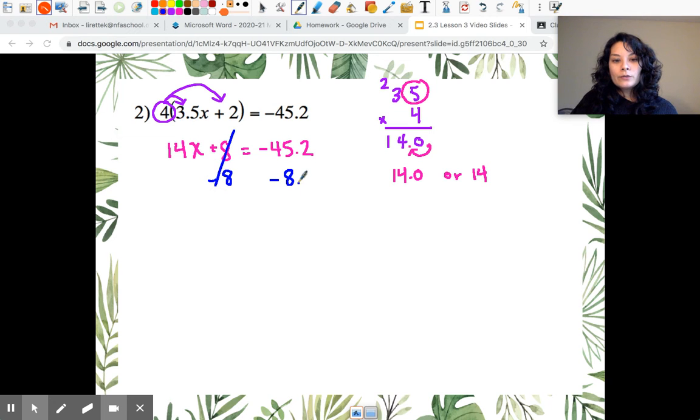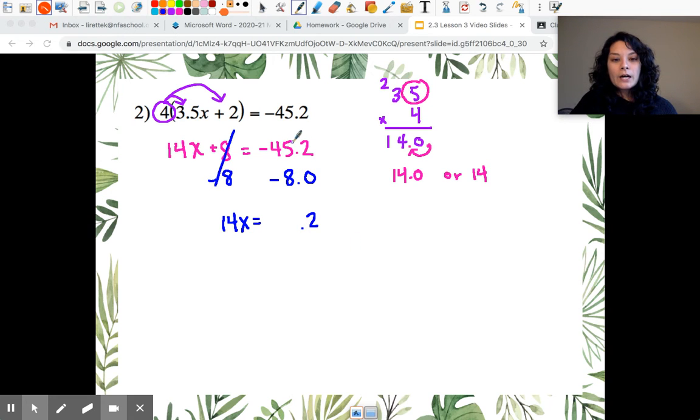Remember, this 8 is really an 8.0, and if I'm adding or subtracting, I need to line up my decimal points. Okay, so my signs are the same here, so I'm actually going to add them. 2 plus 0 gives me 2. My decimal comes straight down.